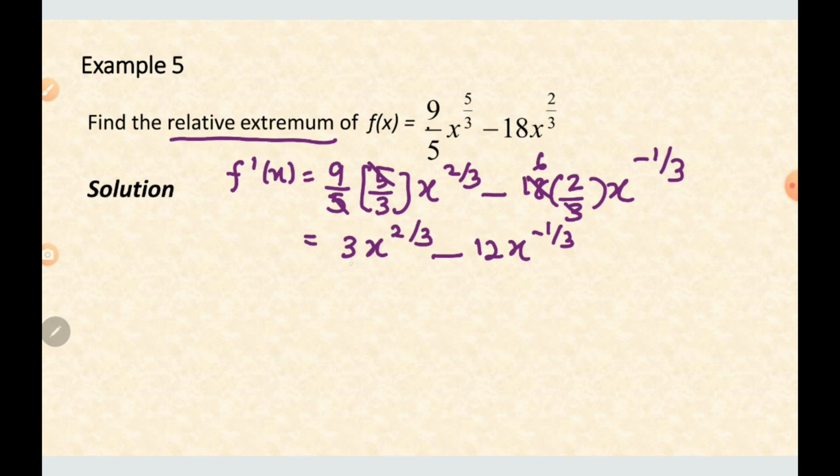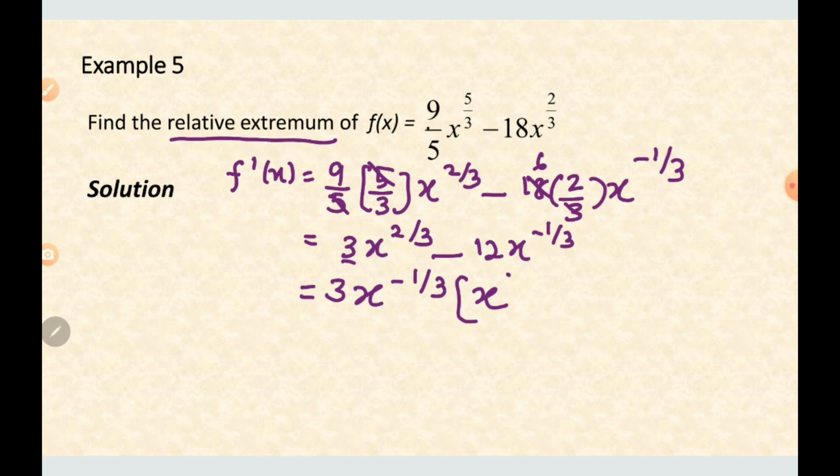Okay, then you need to factorize. We choose the smallest power here, that is x to the power of negative 1 over 3. We have 3 and 12, you can factorize 3. So the remaining term here is, we have x to the power of 1, 1 means 3 over 3. 3 over 3 minus 1 over 3, the answer is 2 over 3.